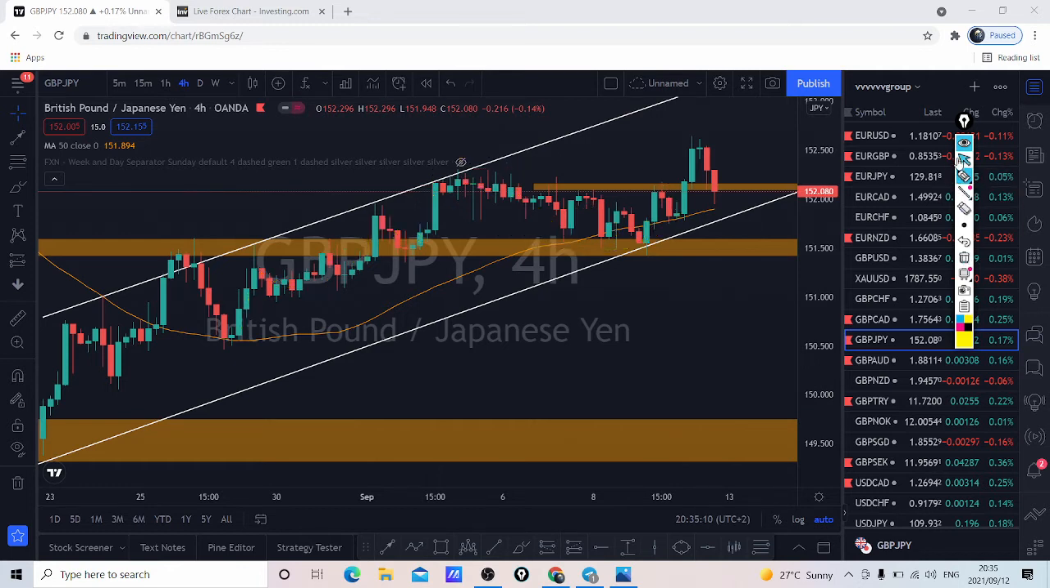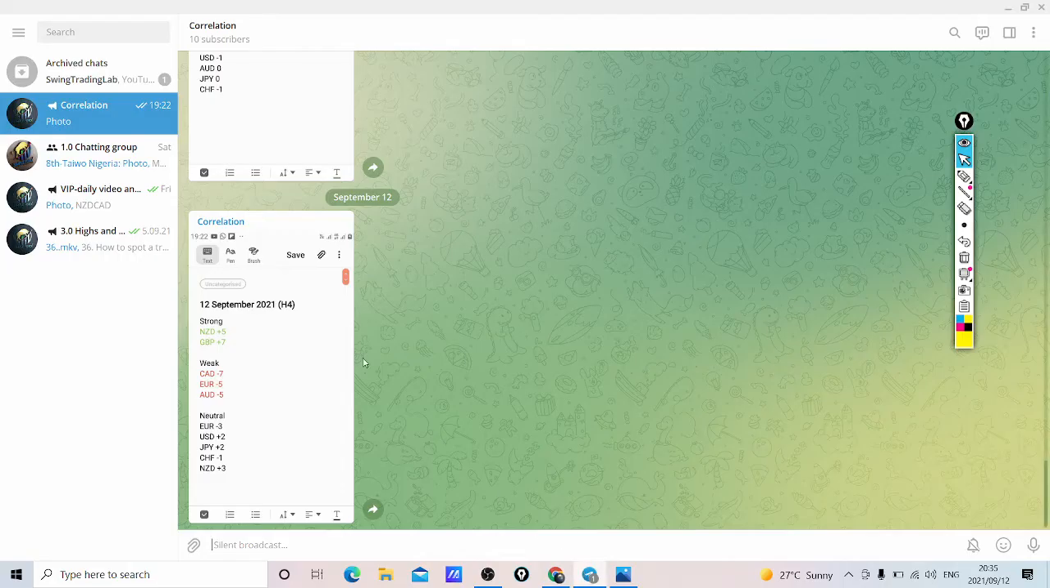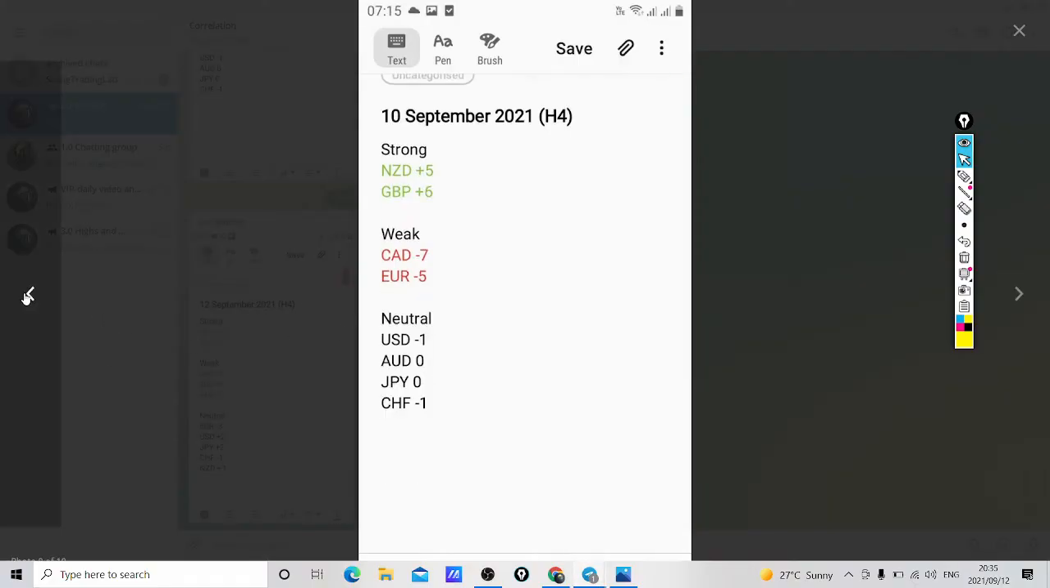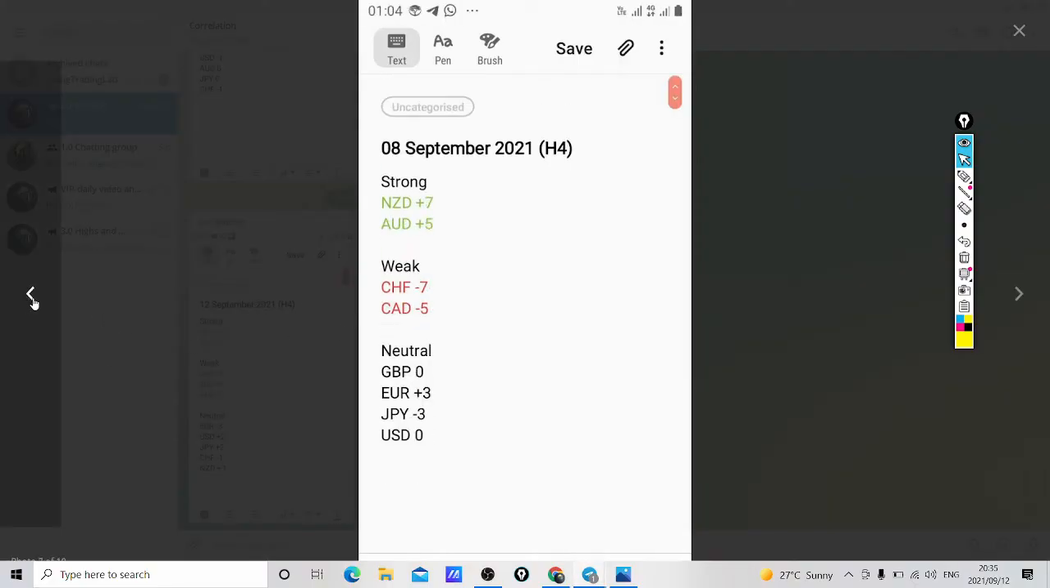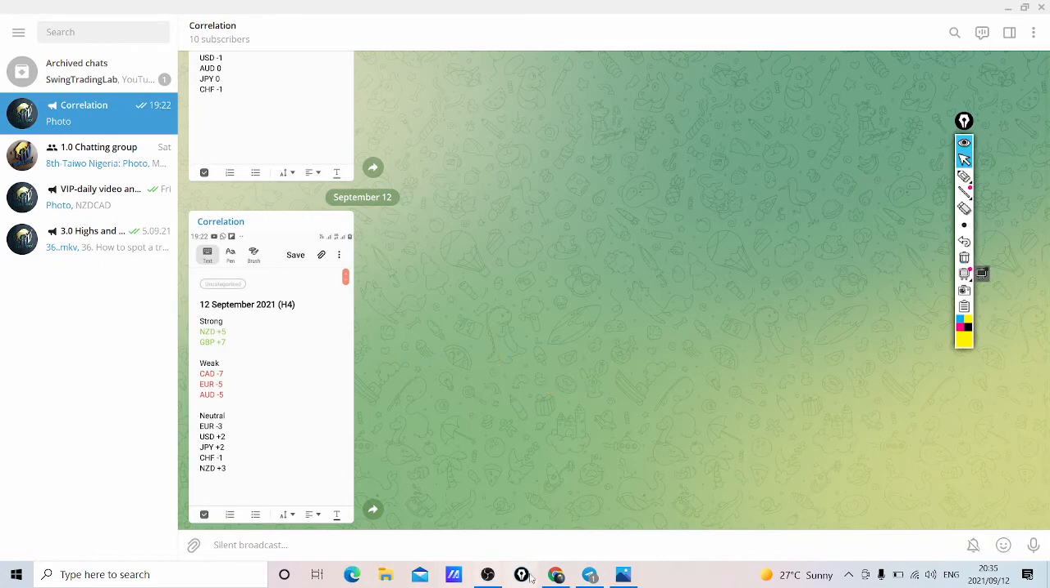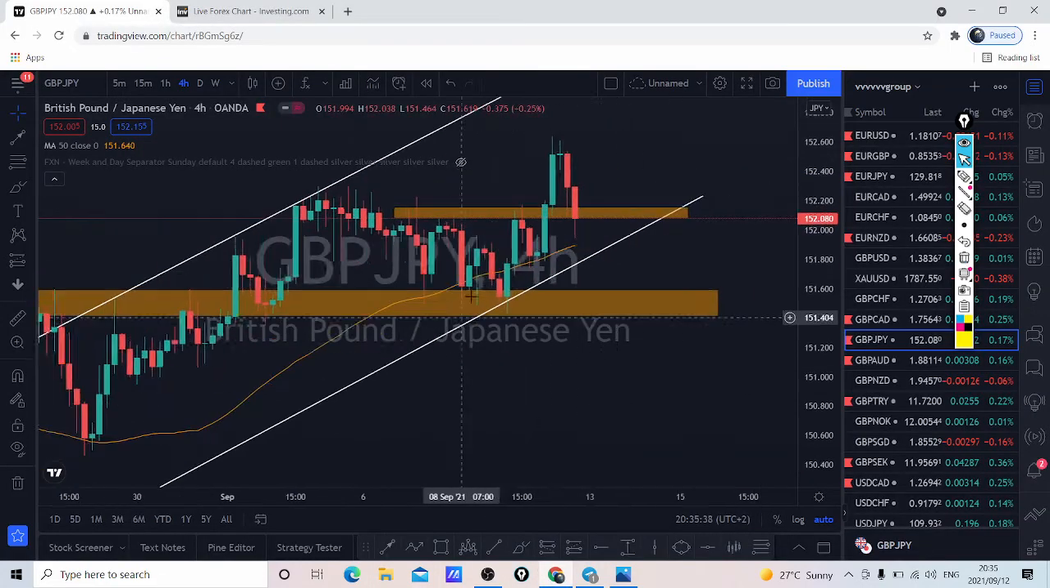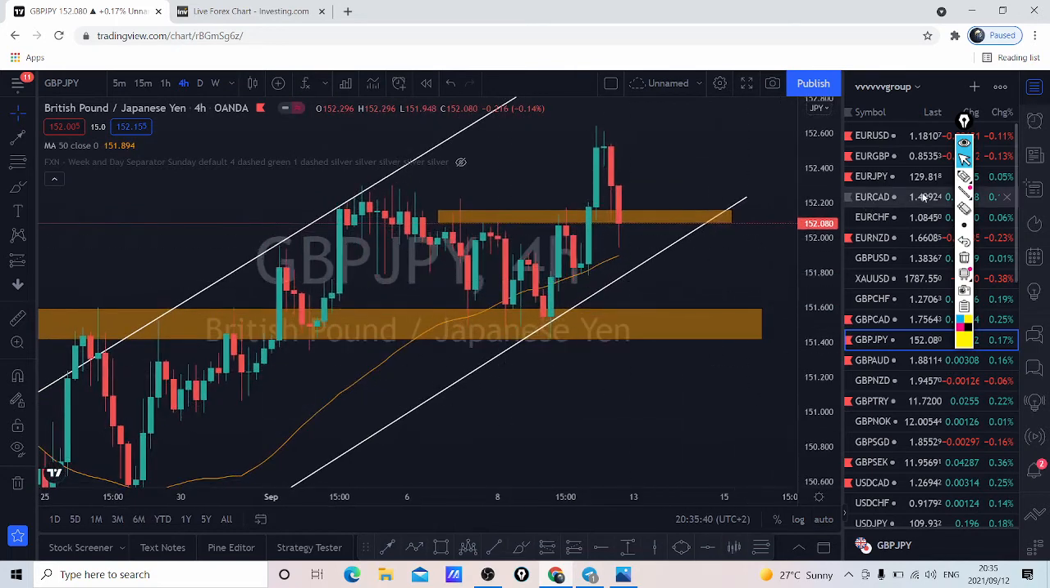So let me just explain to you. Let me just go back. Both currencies were neutral, I believe. Okay, as you can see, GBP was sitting at 0, and then the JPY was sitting at -3. So that's why we've seen a consolidation there, and the market didn't move until we've seen GBP breaking to the upside.